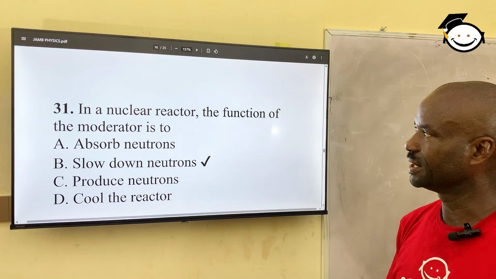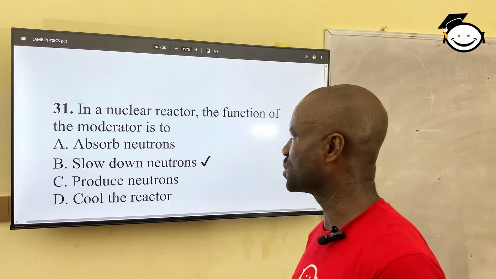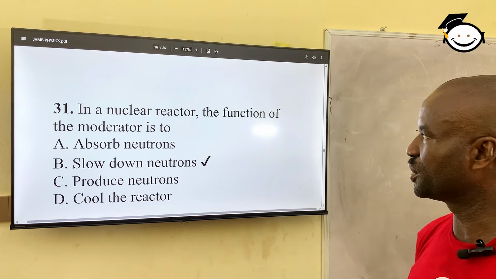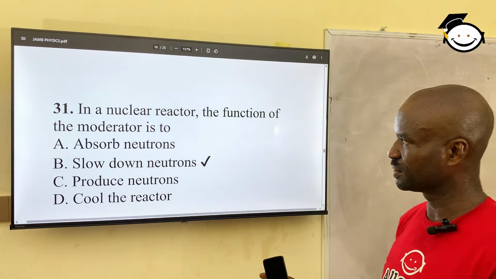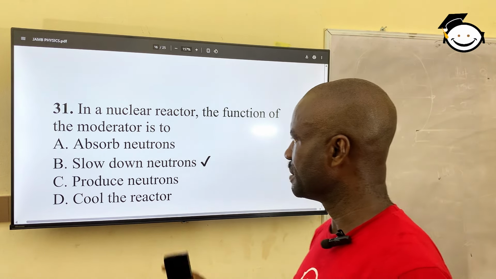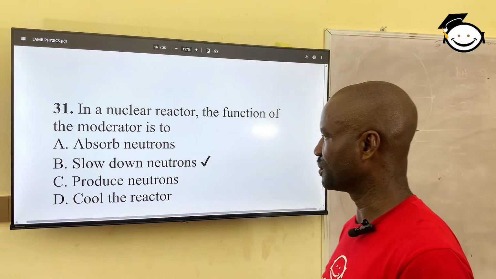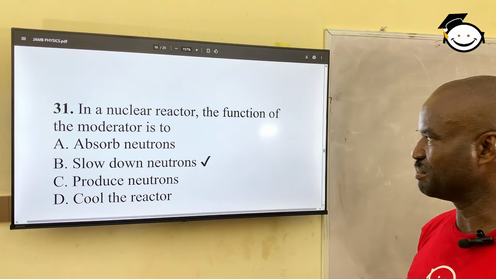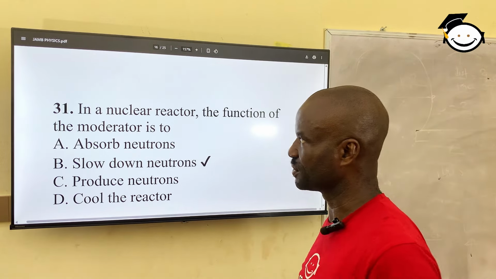Question 31. In a nuclear reactor, the function of the moderator is what? What does a moderator do in a nuclear reactor? A, absorb neutrons. B, slow down neutrons. C, produce neutrons. D, cool down the neutrons. No. The correct answer is B, slow down. It moderates, it slows down the neutrons.